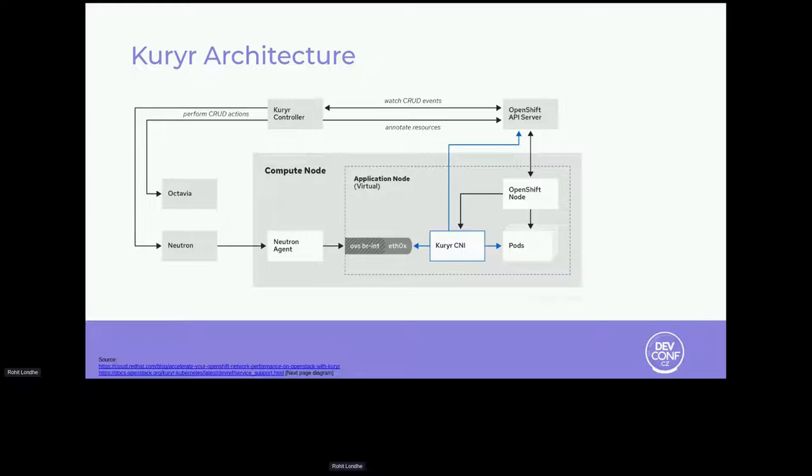Then the Kuryr controller watches the OpenShift API server for pod, service, and namespace creation, update, and deletion events. So it just watches those events. It maps the OpenShift API calls to the corresponding objects in Neutron and Octavia. This means that every network solution that implements the Neutron trunk port functionality can be used to back OpenShift via Kuryr. This also includes many open source solutions like OVS and OVN, as well as some Neutron-compatible SDNs.